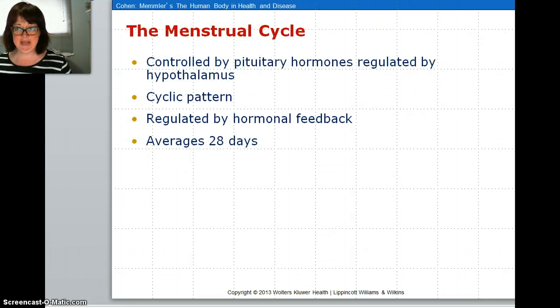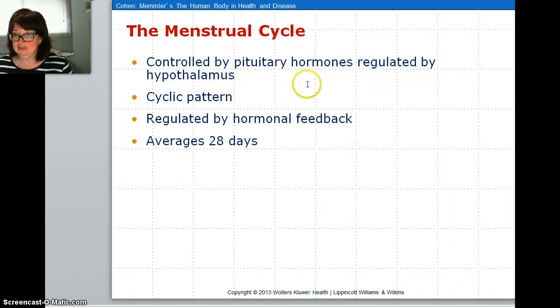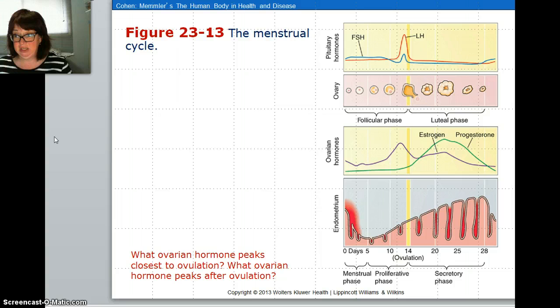When it comes to the menstrual cycle, it is really quite confusing because there are 4 hormones involved and there are 2 areas. There's the ovary and then what happens in the uterus. So when you look at the menstrual cycle, it is controlled by the pituitary hormones. It is a cyclic pattern and it's regulated by hormonal feedback. And this is a beautiful example of negative feedback.